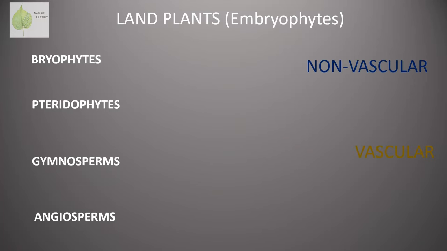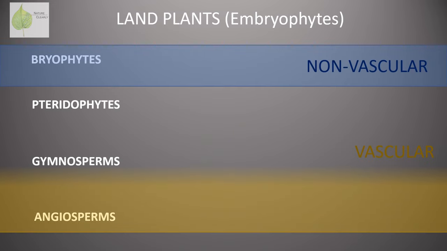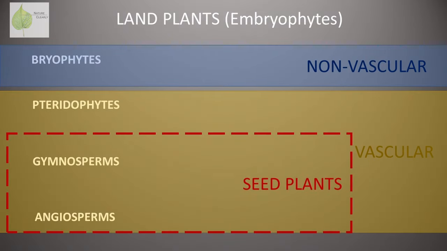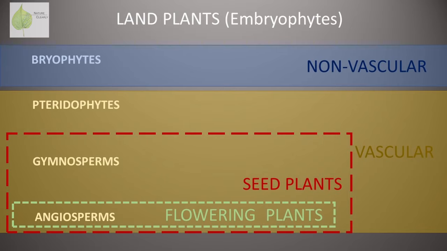To conclude, land plants or embryophytes are traditionally divided into four groups. These four groups are themselves divided into vascular and non-vascular plants. Non-vascular plants consist of the bryophytes, while vascular plants embody pteridophytes, gymnosperms, and angiosperms. Gymnosperms and angiosperms are characterized by having seeds and are often referred to as seed plants. Angiosperms, the largest group of plants, bear flowers and are known as flowering plants.